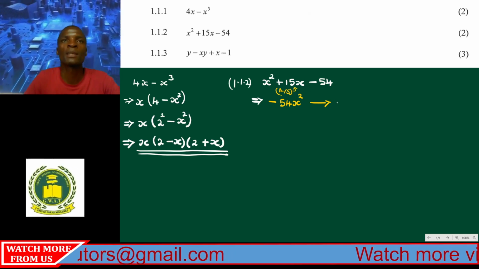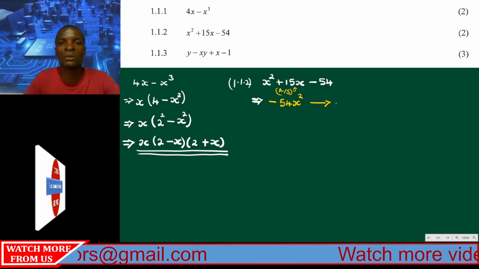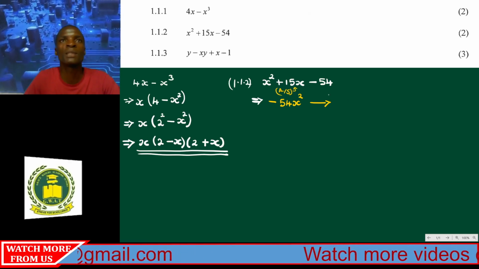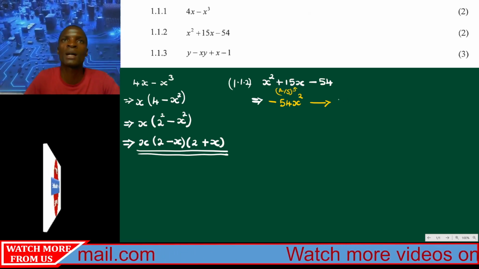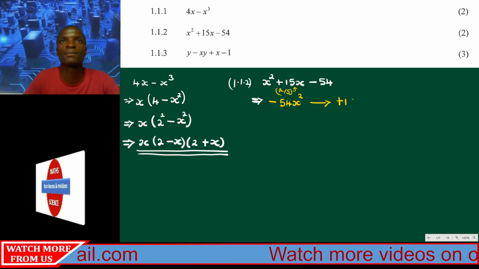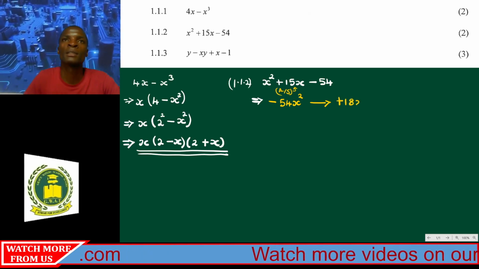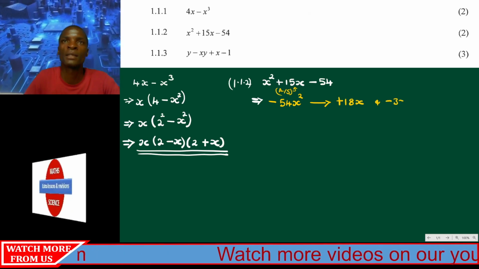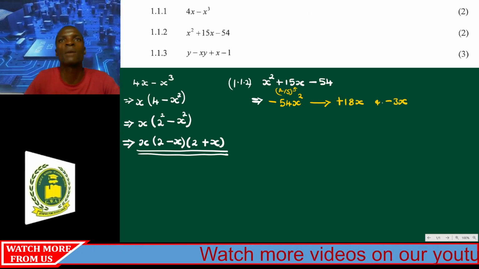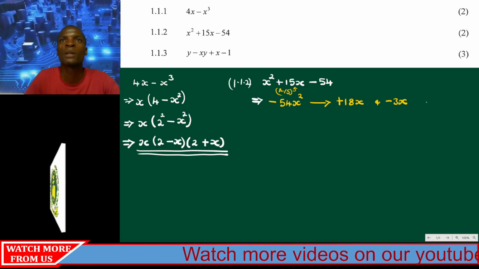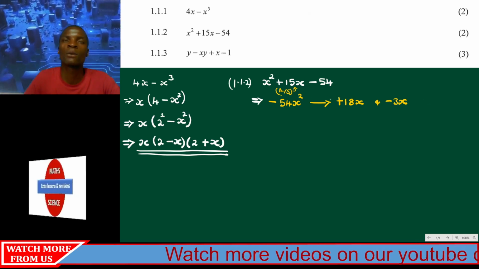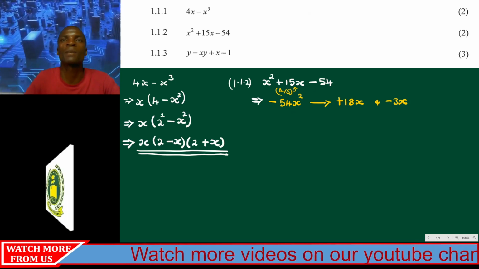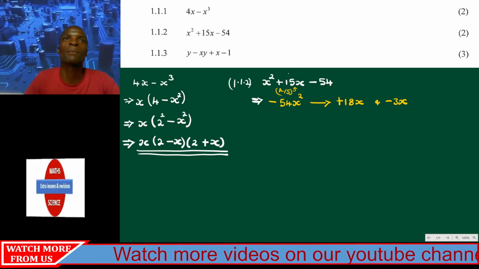I don't want to go through the stages of how we get them, but let me just show you that the factors are positive 18 and negative 3. These are the factors which can multiply. If we multiply these two, they give us negative 54 x squared. If we add them, they give us 15, which is the middle term.